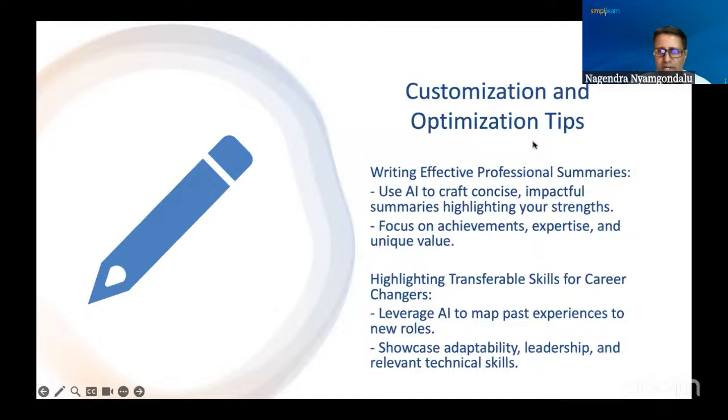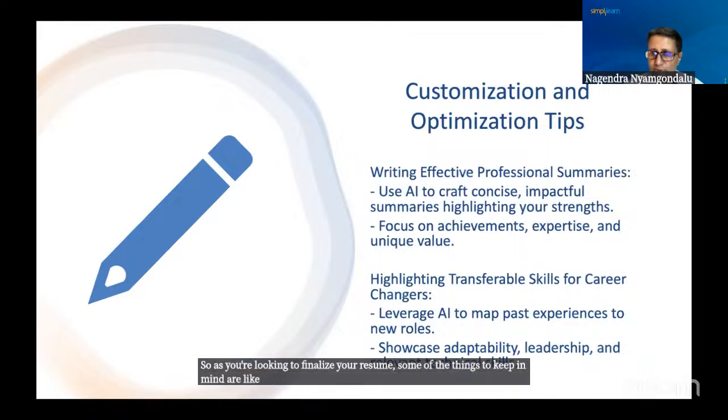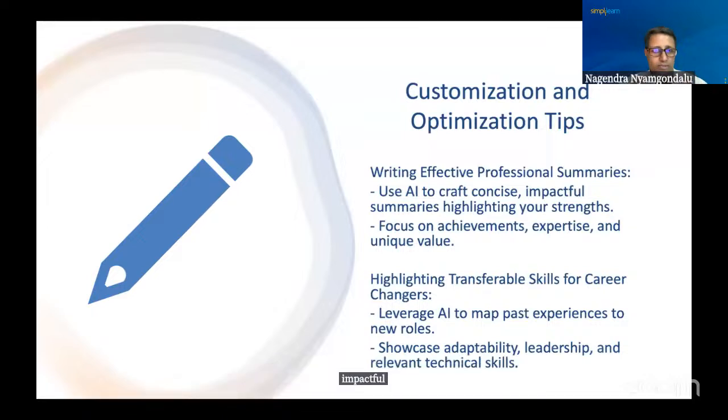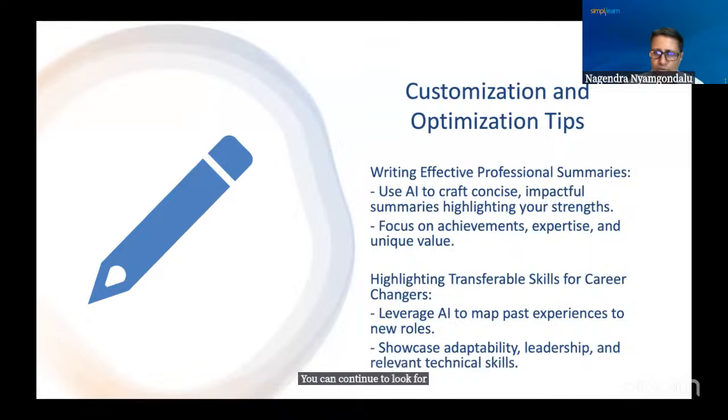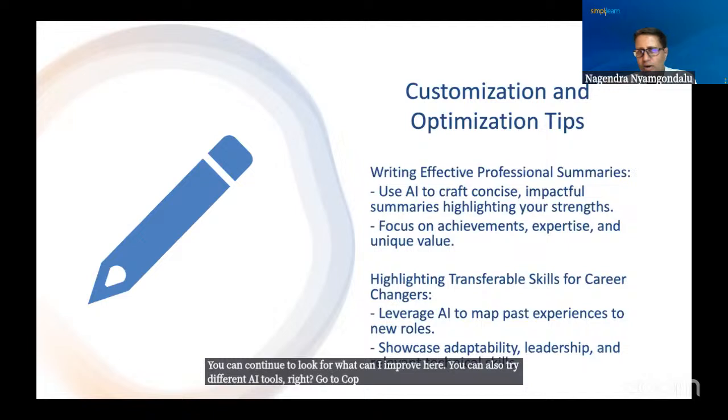Almost done. Just a couple more things I wanted to share with you. So as you're looking to finalize your resume, some of the things to keep in mind are making sure that your professional summaries are very impactful, highlighting your strengths. You can do multiple iterations of it. You don't have to satisfy yourself with the first or second version, right? You can continue to look for what can I improve here. You can also try different AI tools, right? Go to Copilot and ask for it. Claude AI and ask for it and see if you can merge the best of the lot along with it. You can do that as well.